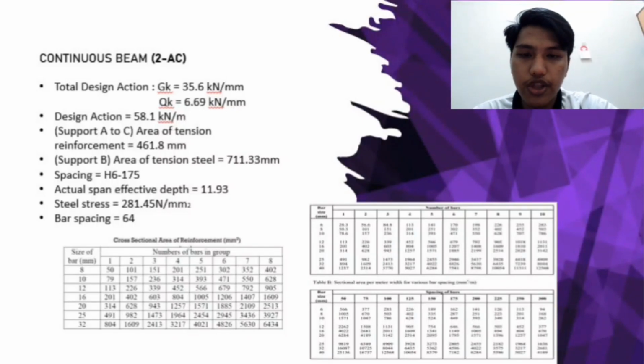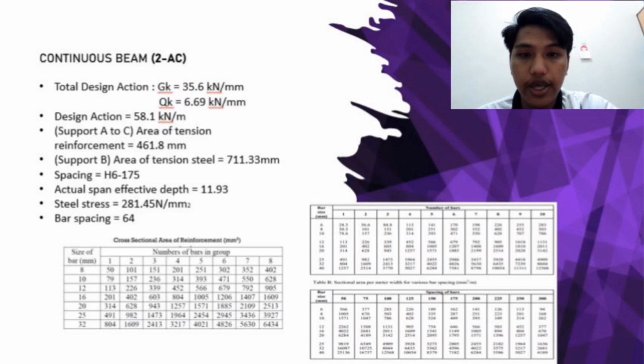Okay, next I will continue with the continuous beam. The continuous beam that I analyzed is beam 2AC. For the total design action for this beam, the value of GK is 35.6 kN per meter and the value of QK is 6.669 kN per meter. So the design action for this beam is 58.1 kN per meter. For this beam, there are 3 cases used to obtain the maximum shear force and the maximum bending moments.